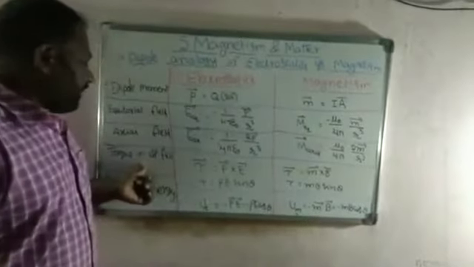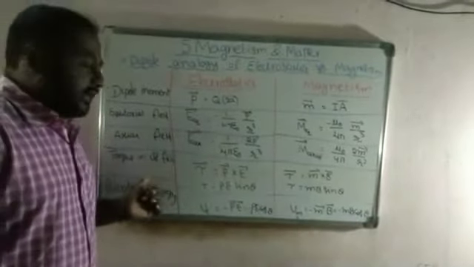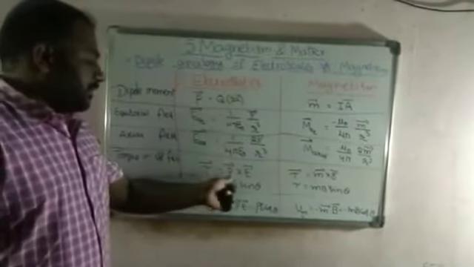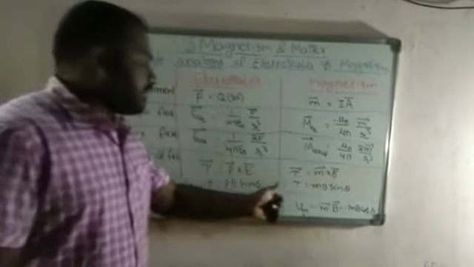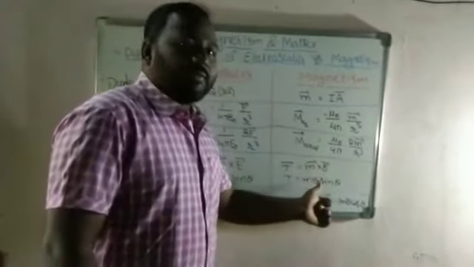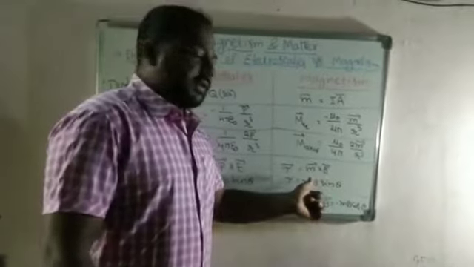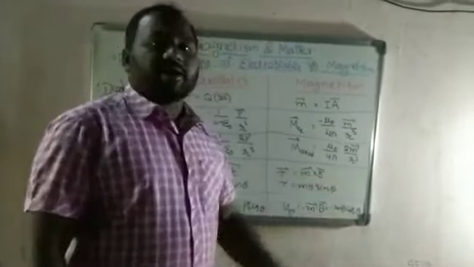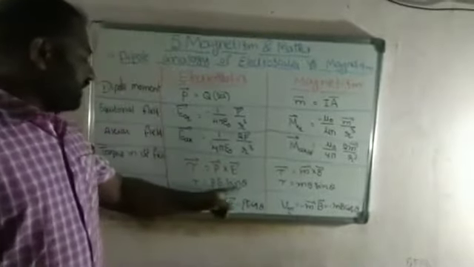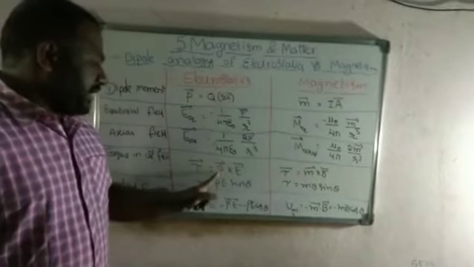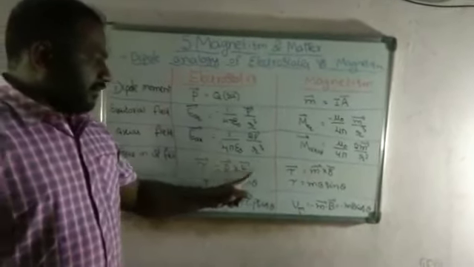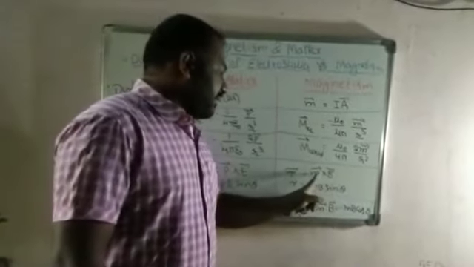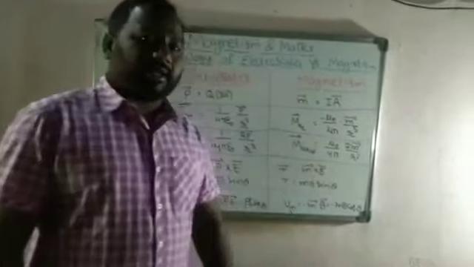Next, whenever a dipole is placed in an electric field, the torque acting on the dipole is p bar cross E bar. In a similar way, when a magnetic dipole is placed in a magnetic field, the torque acting on it, tau, is equal to m bar cross B bar. Here theta is the angle between the electric dipole and the electric field. Here theta is the angle between the magnetic dipole and the magnetic field.